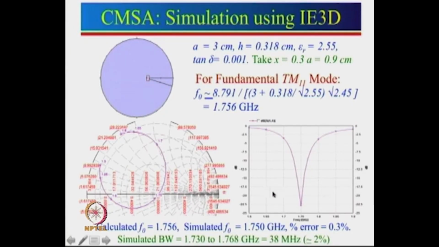One can also see the bandwidth over here. We have written the simulated bandwidth, and that bandwidth is calculated corresponding to reflection coefficient equal to minus 10 dB, which is approximately equal to VSWR 2. This bandwidth is approximately 2%, and this can be verified using the design curve which I had given to you earlier.